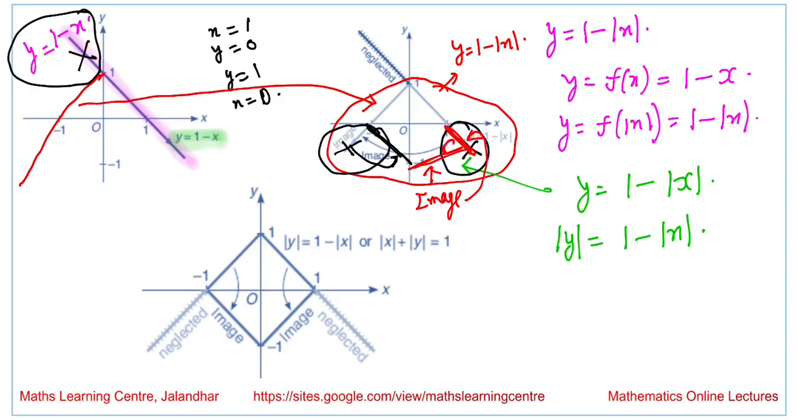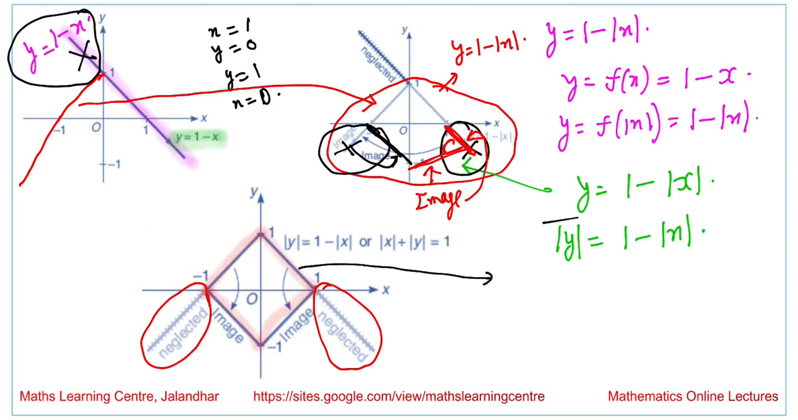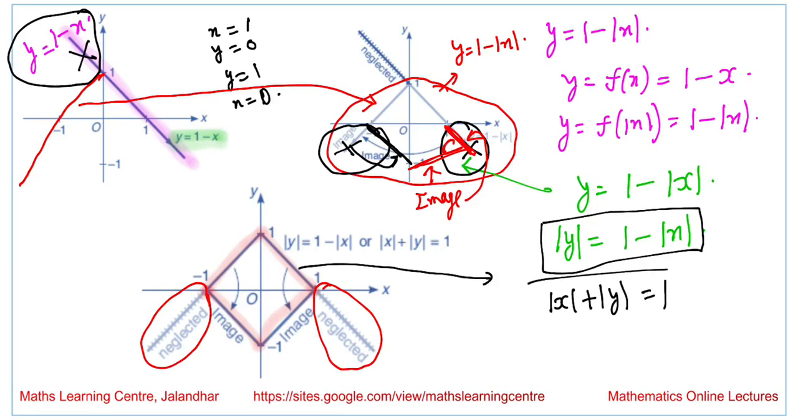So the final answer we obtain is this: this portion is neglected, this portion is neglected, and we are left with this graph over here. This is the graph corresponding to the equation mod of y is equal to 1 minus mod of x, that is mod of x plus mod of y is equal to 1.